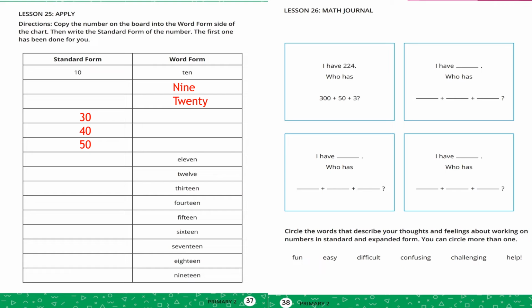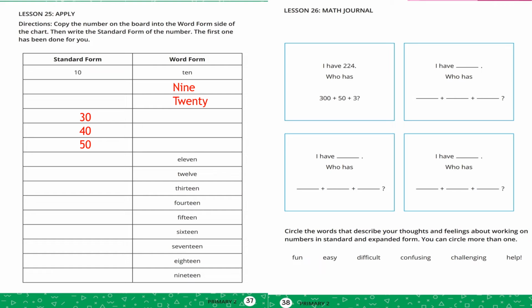Now, page 37 and 38. Lesson 25. Copy the number on the board into the word form side of the chart. Then write the standard form of the number. The first one has been done for you. We have a table, standard form on the left, word form on the right. You should write this number in your book. You can solve this exercise.